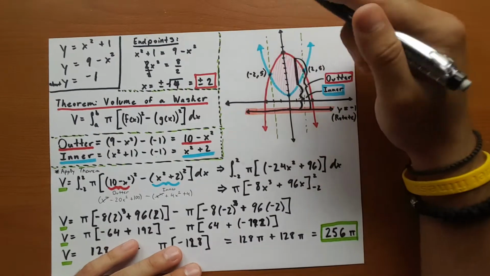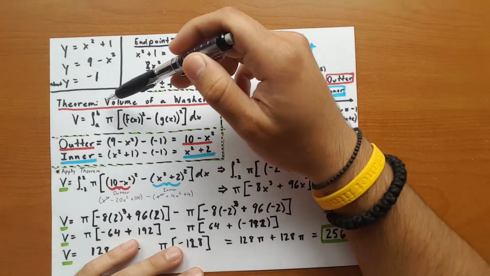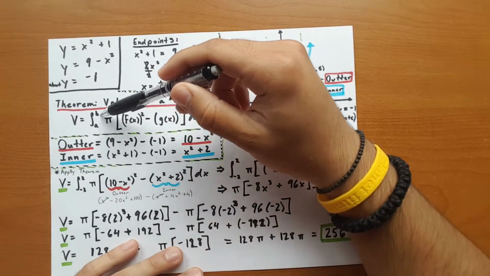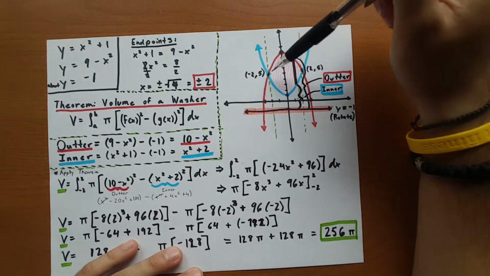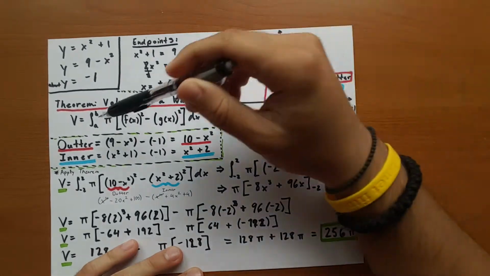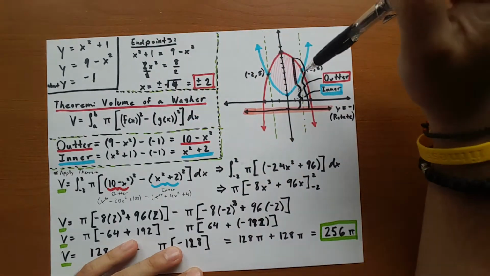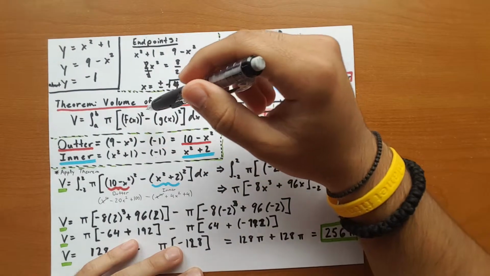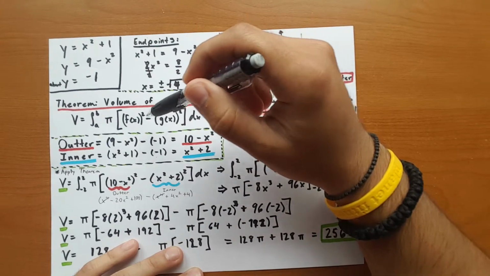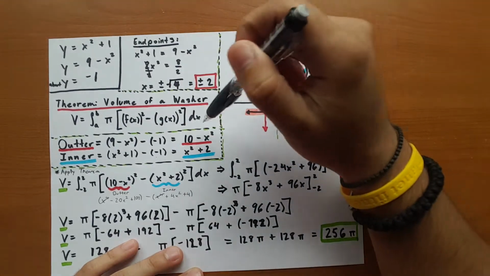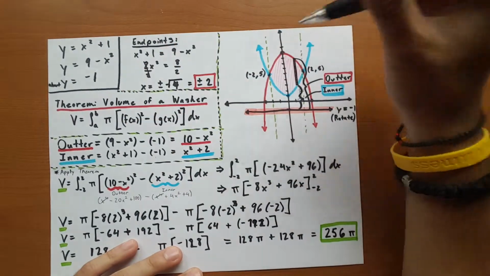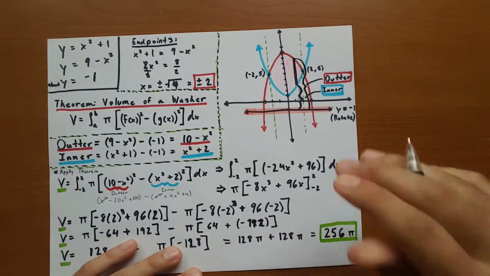Now you can see by the theorem of volume for a washer, the volume equals, and then we have these two bounds, a and b, so we already found our two bounds, which a equals negative 2, right? And then b equals 2. And then pi, and then f, or your first function squared, minus your second function squared, all with respect to x. And then you take the integral of that.